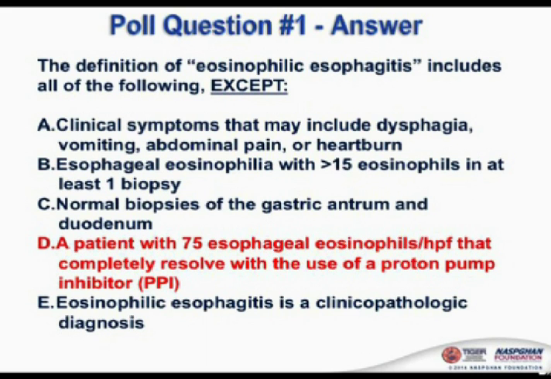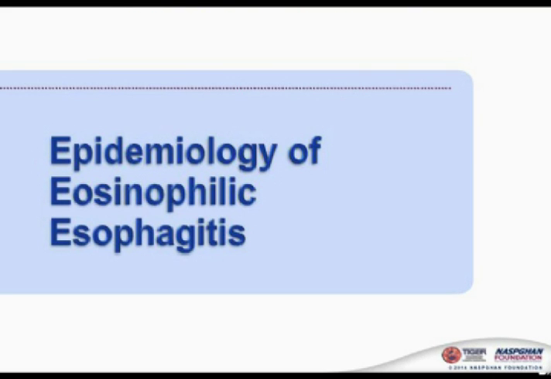This is a slide showing the first poll question, and the answer to the first poll question is D. It's important to remember that a significant isolated esophageal eosinophilia alone is not enough to make the diagnosis. If a PPI is given, which should be given according to the guidelines, and a response occurs, the patient does not have EoE.